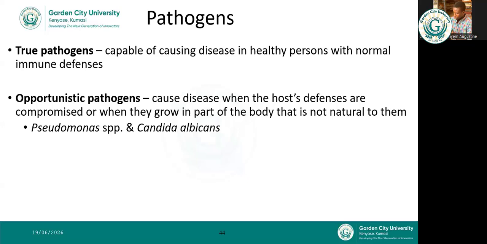So in a healthy person, these naturally will not cause infections unless they find themselves in other sites within the same host. But in the same site, they would not cause infections.